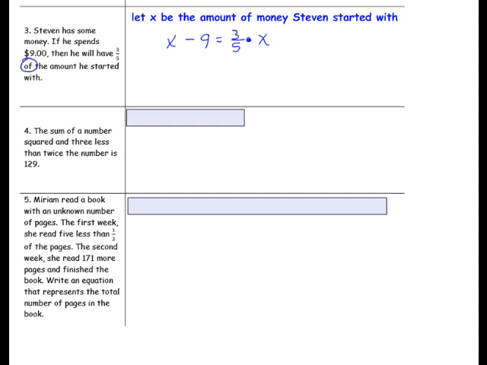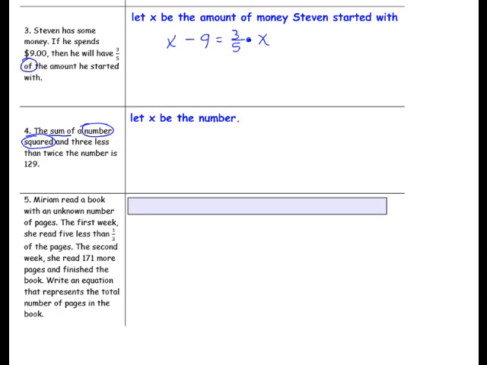Number 4, the sum of a number squared and 3 less than twice the number is 129. You may need to read the problem a few times. Read it again, define your variable, and write your equation. We'll let x be the number. Then it says the sum. Well, the sum of what? The sum of a number squared.